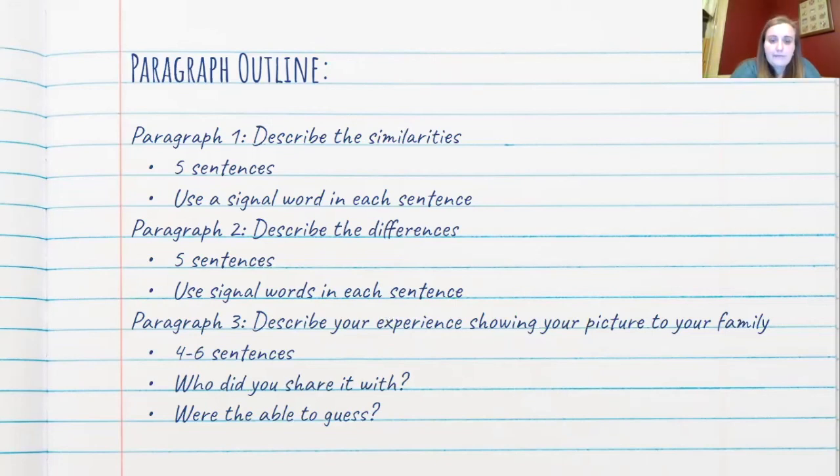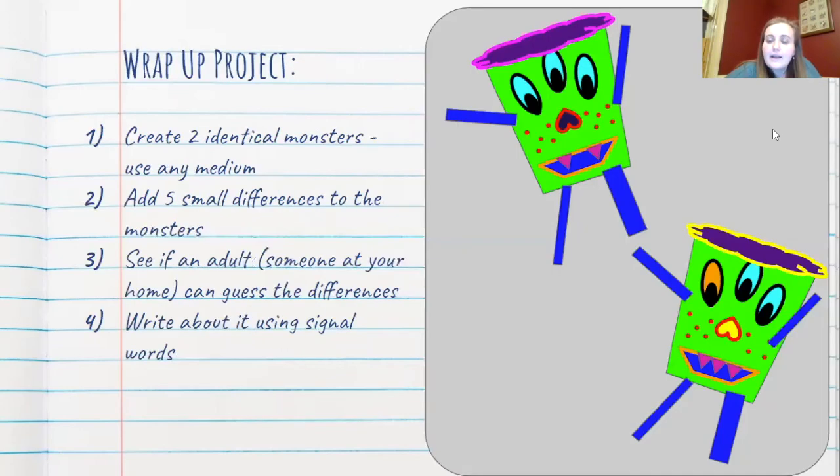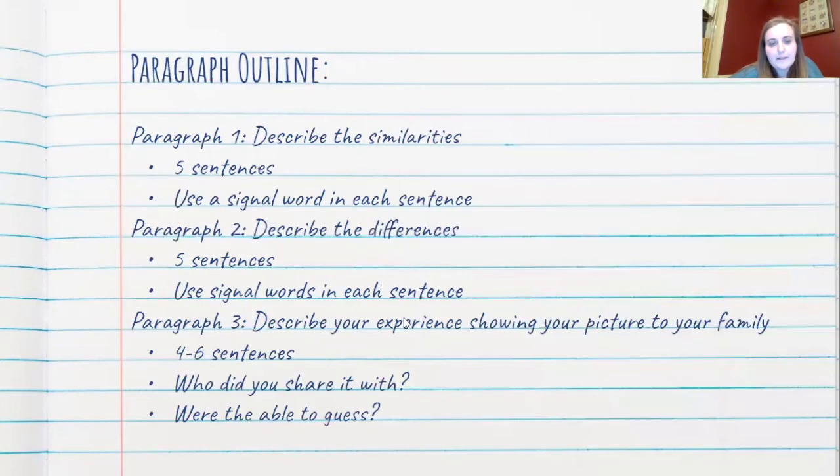Your second paragraph is going to be describing the differences. So again, 5 sentences, 5 differences, and you're using your signal words. All right, so if I wanted to talk about mine, I would say monster 1 has 3 blue eyes. Monster 2 has 2 blue eyes and 1 orange eye. Okay, so that's an example for my sentences. So it's 5 sentences, 5 differences, always using signal words, okay?